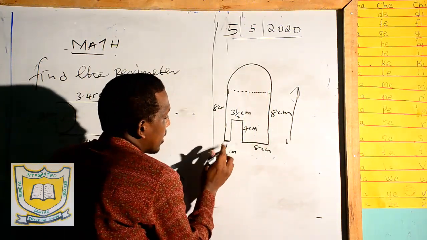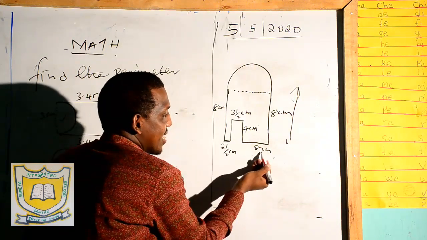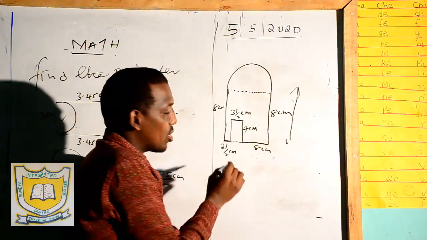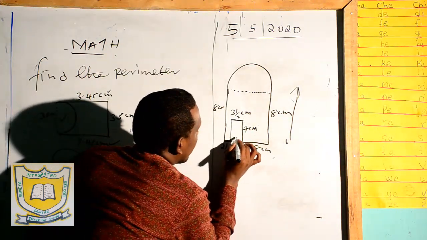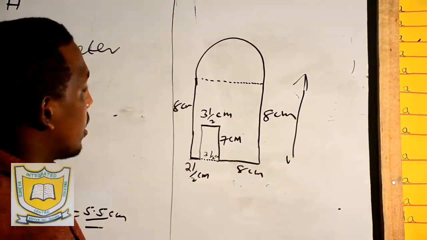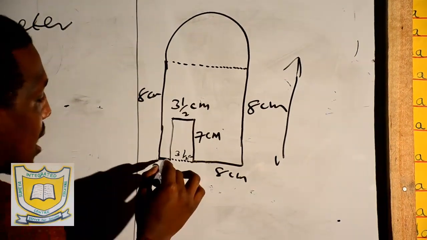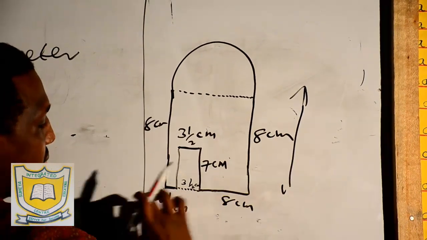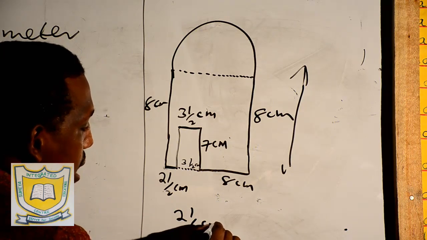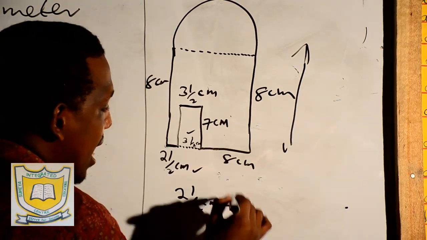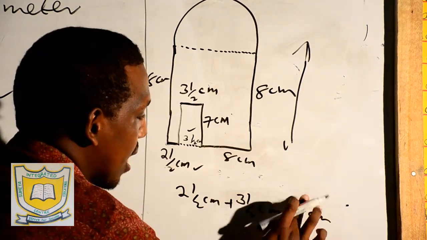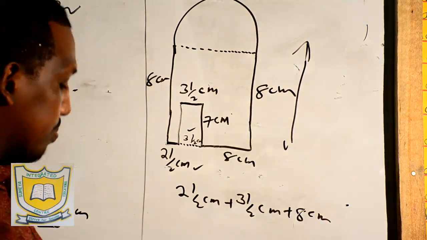So now here is 2.5. Here is 8. So we want to get now this side. If this line is 3.5, this line is also 3.5 centimeter. This line is equal to this line. So now let us get the whole of this line to get the length. The whole of this length will be 2.5 centimeter plus 3.5 centimeter plus 8 centimeter plus 8 centimeter.